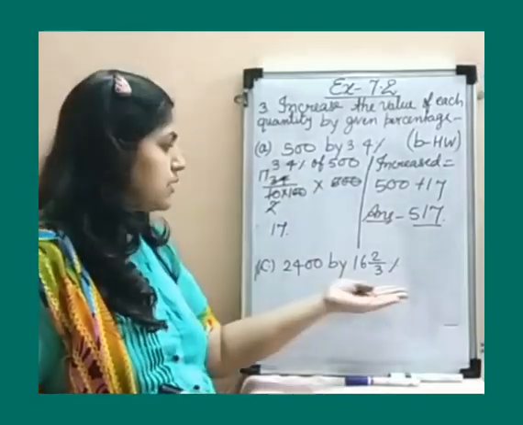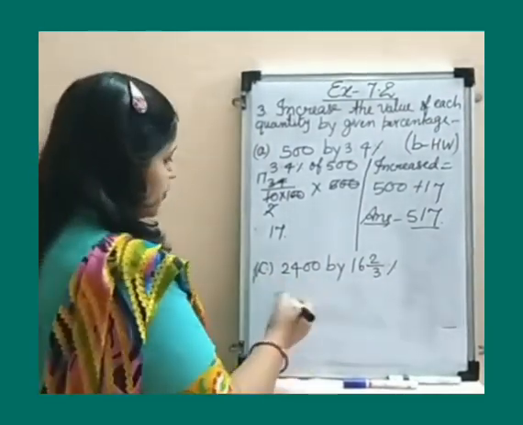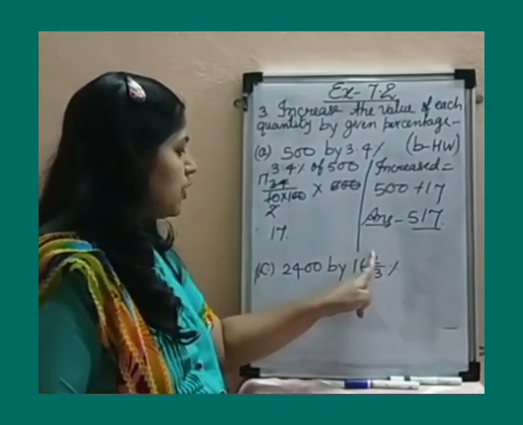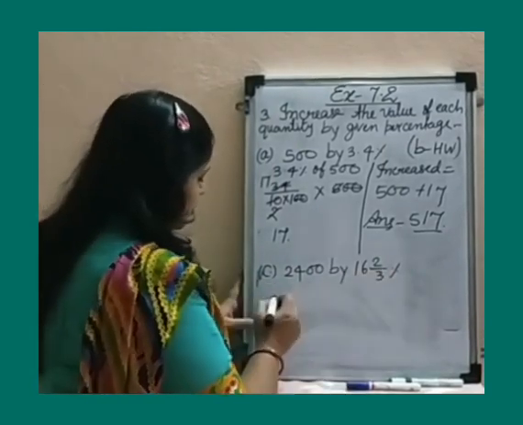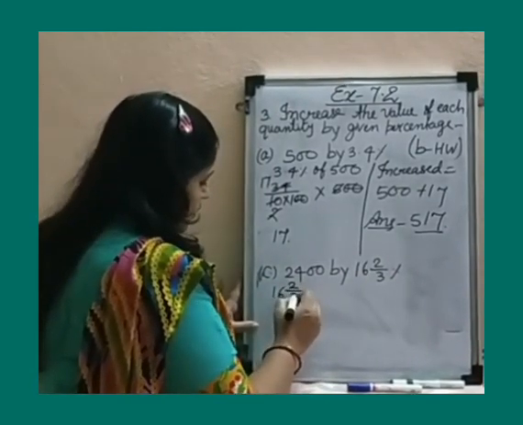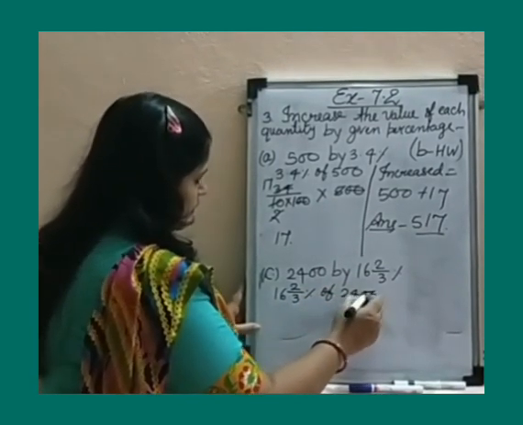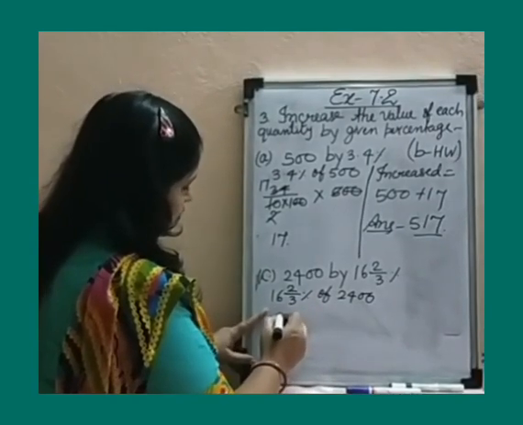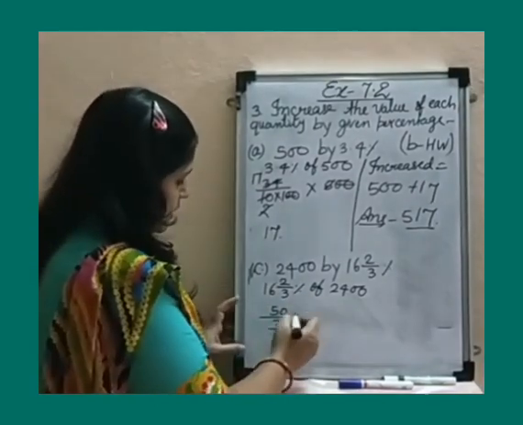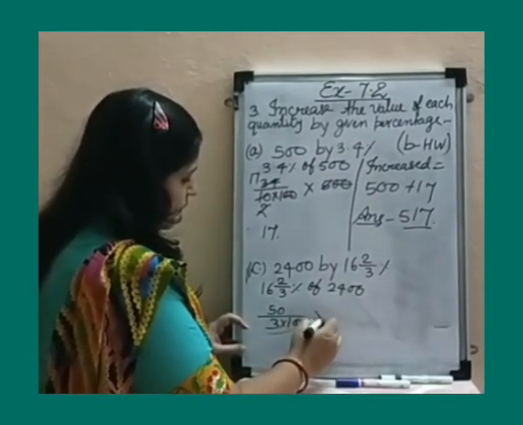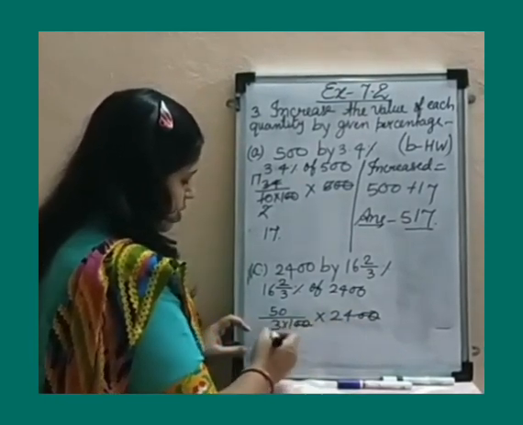When we increase 2400 by that percentage, what will be the final value? So first we will find 16 2/3% of 2400. 16 threes are 48 and 2, 50 upon 3. After removing the symbol of percentage, it is 100, into 2400. Cancel double zero by double zero.